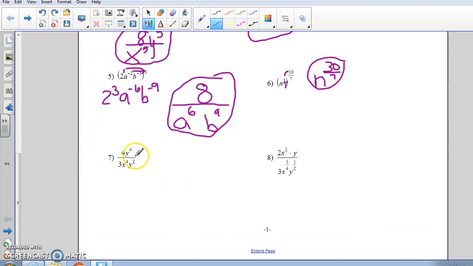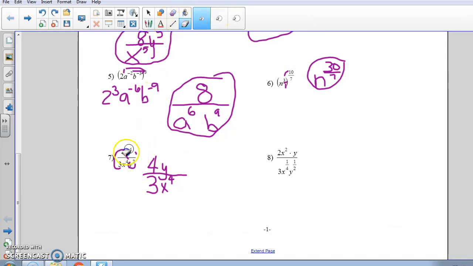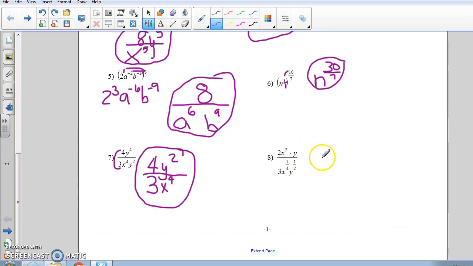For 7 and 8, we're working on the quotient property. First, we try to figure out, could we really even divide 4 by 3? And you can't without getting a decimal. So the 4 divided by 3 is going to stay. There are no x's in the numerator, so we're just going to have to leave the x in the denominator as is. However, there are 4 y's in the numerator and 2 in the denominator. So we always leave our variable on the top until we find out if there's a negative. So take 4 minus 2, the numerator's exponent minus that of the denominator, and 4 minus 2 gives you back 2. So there's no reason to move the y because it has a positive power.